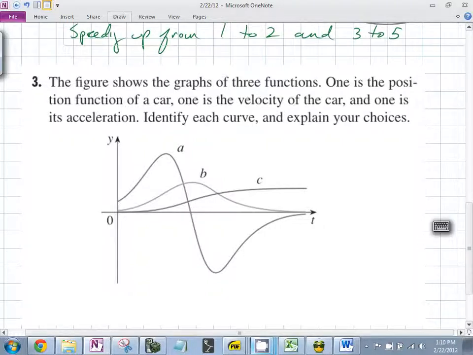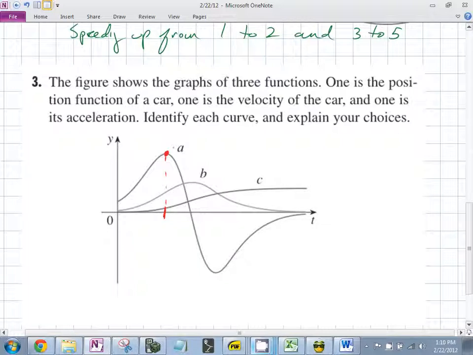So let's look at A, just because that's the highest one up here. Let's look at this point, right there. What's the derivative at that point? 0. So if that was the original function, if that was the position function, the velocity would have to cross the x-axis right here. So is A the position function? No. Can it be the velocity function?